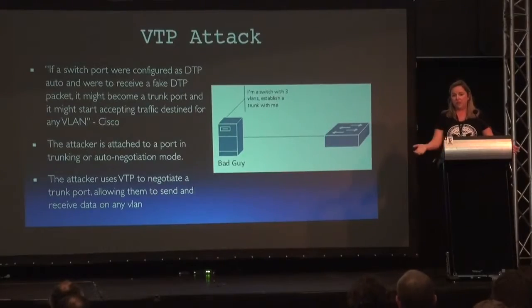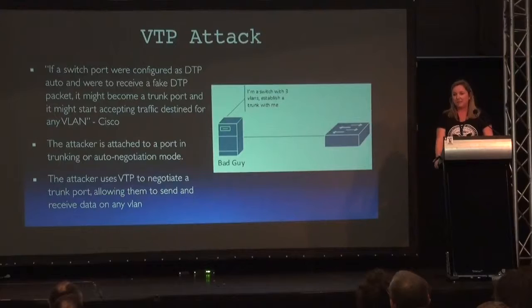The way it works is the switch will just say, hey, I'm capable of trunking, will you trunk with me? And the other switch says, yeah, okay. So the way the attack works is the bad guy, who's just a server sitting there on a port that has been set to auto, will send the DTP packet and request a trunk, and the switch will bring up a trunk, and then of course you're able to communicate across any VLAN.